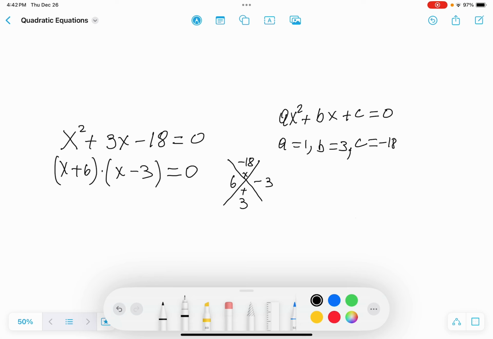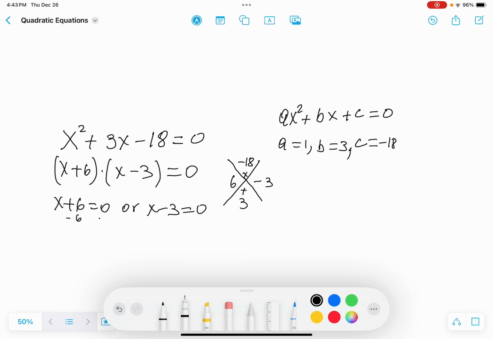In order for the product to be equal to 0, there are two ways. x plus 6 could be equal to 0, or x minus 3 equals 0. Because if x plus 6 equals 0, then 0 times anything here will be 0. But if x minus 3 is equal to 0, then x plus 6 times 0 would be equal to 0. That's why we have to check both solutions.